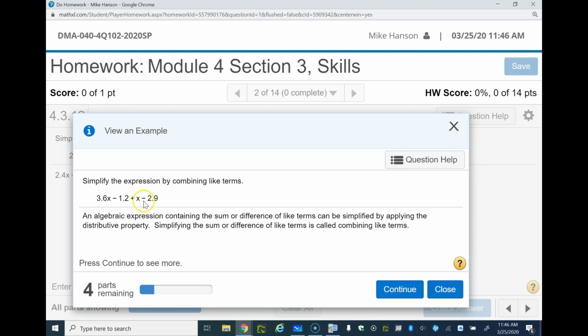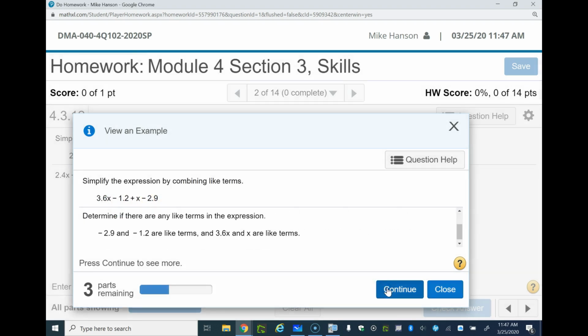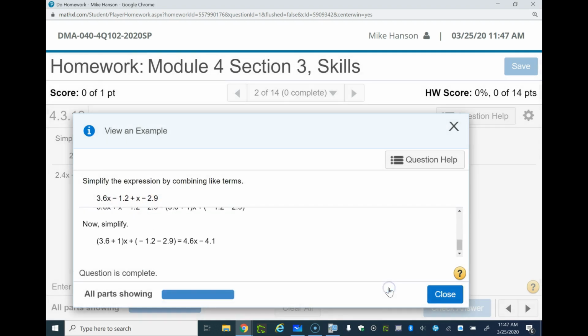Always do what the second part says. If you're ever wondering, should I add them or subtract them? Whatever the second part, or the last part, in the like terms is, this is what you're actually going to be doing. So in your calculator, it's negative 1.2 minus 2.9, and then we add those two together and we get this at the end.